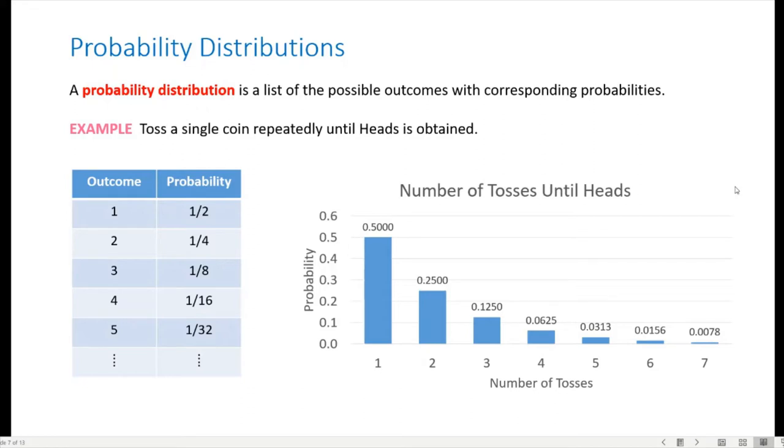And so the outcomes are actually an infinite number of them. It could take as few as one toss, but there's no limit to how many tosses it could be. But as we see, the more tosses it takes, the probabilities go down and down and down, right? So we have a distribution with an infinite number of possibilities and their associated probabilities, okay? And so this can happen. You can have an infinite number of possibilities.